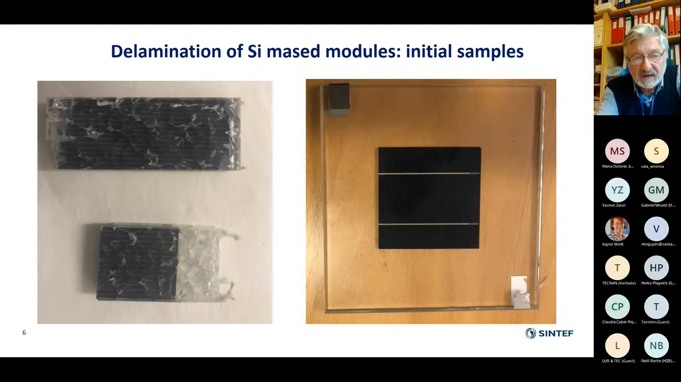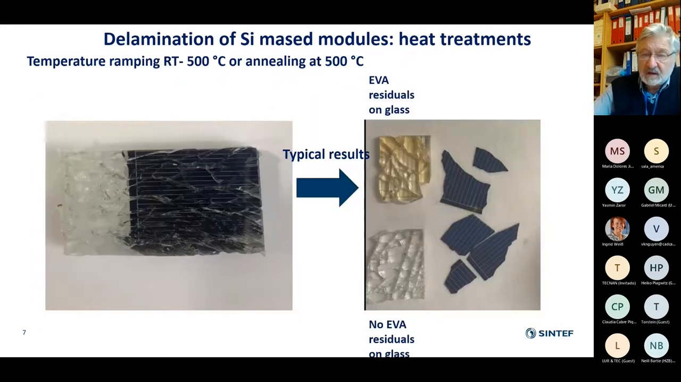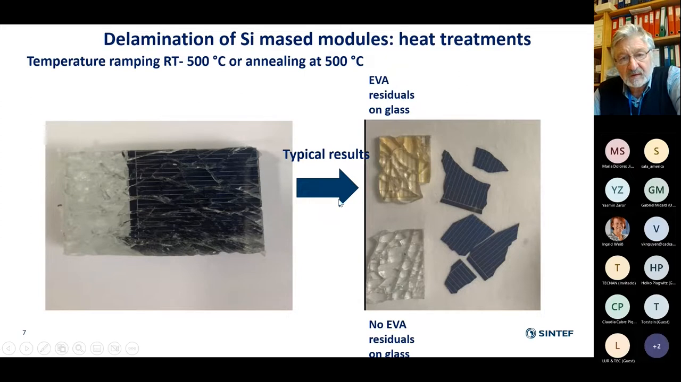We have repeated such exercises. We took different types of pieces extracted from silicon modules. We also tried to delaminate a mini module consisting of one full solar cell, just typical examples. And we reproduced, of course, all these results. We can see that the part which was covered by EVA has a yellowish color. The part which was without EVA is fully transparent, and we extracted pieces of silicon wafers.